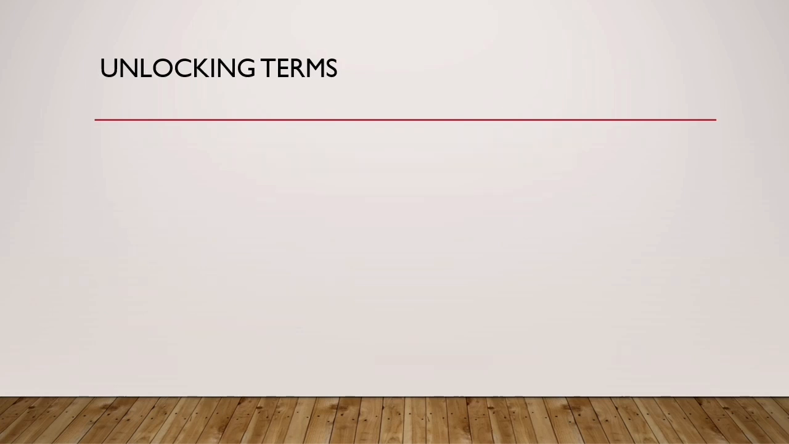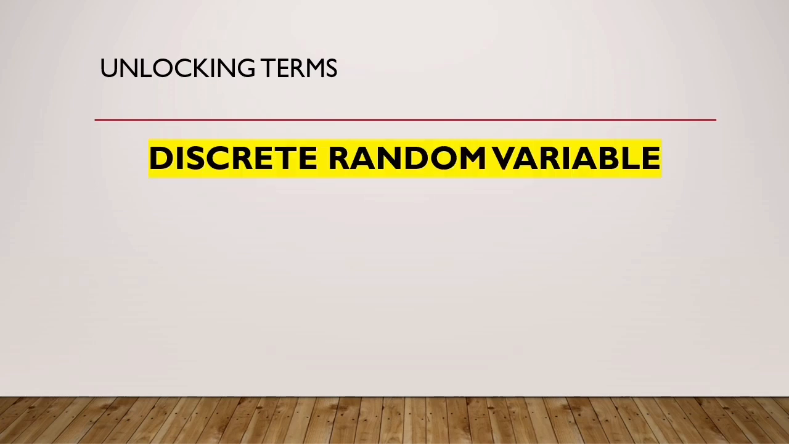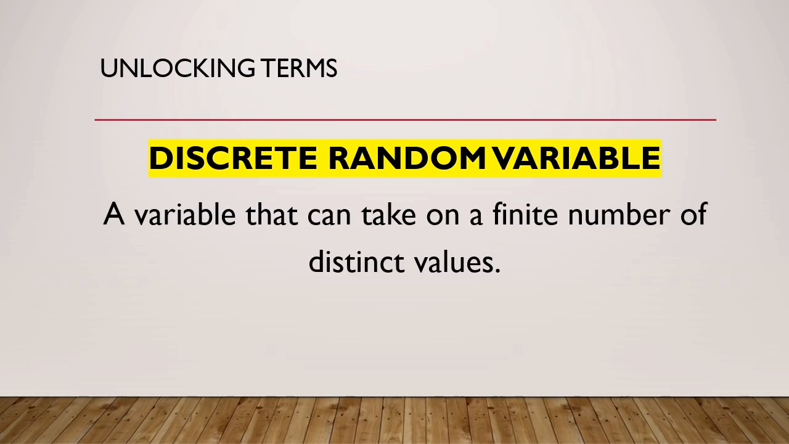As previously defined, a random variable has two types. It can be discrete or continuous. So let's have discrete random variable. What is a discrete random variable? This is a variable that can take on a finite number of distinct values. You have there the word finite. When we say finite, it is limited in nature. When we say limited in nature, you can count them. It is countable.